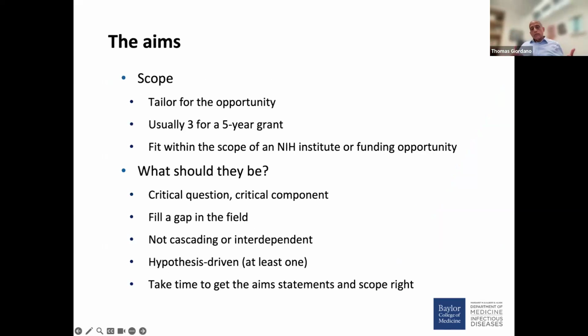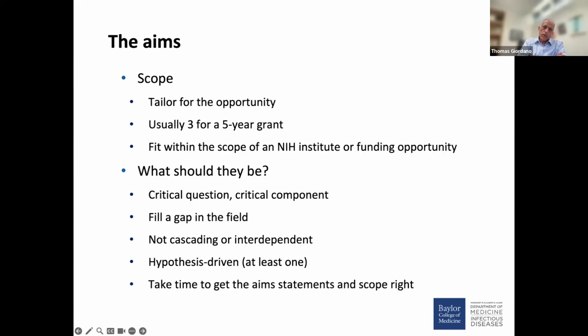So that's a nice overview, but then what do you actually put as your aims? Because the aims are driving the grant. The aims page sets up the aims and the grant. So the aims are specific. This is what I'm going to do in these 5 years or 3 years. You need to tailor the aims themselves for the scope of the opportunity.